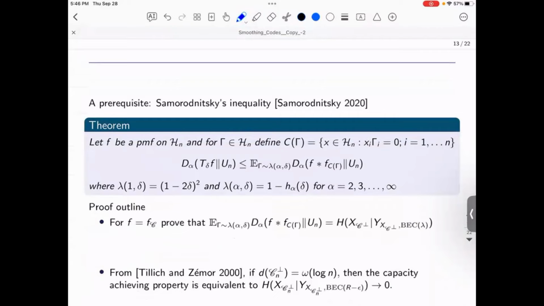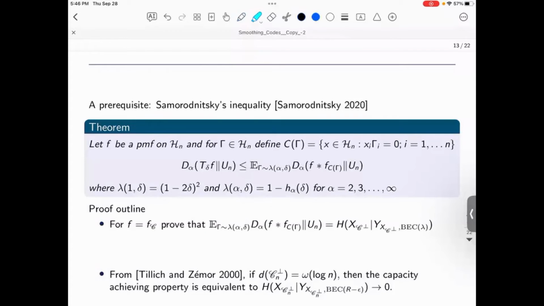To prove this, we need this off-the-shelf theorem called Samorodnitsky's inequality. Okay, again, let us parse this statement as well. Let's say we have a function f that is defined on Hamming space. And this is the d alpha smoothness here. And now here we also have a d alpha smoothness. But this is somewhat new, so I'll explain what this means.